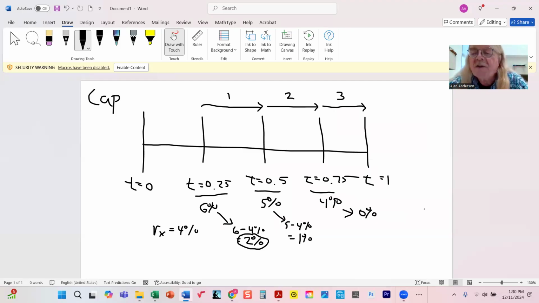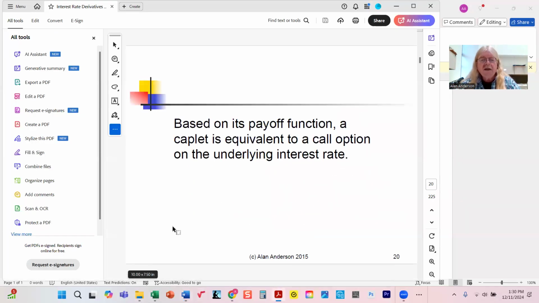I can't find myself paying the counterparty, because in the months or the quarters where rates drop, I may not exercise it at all. Okay.